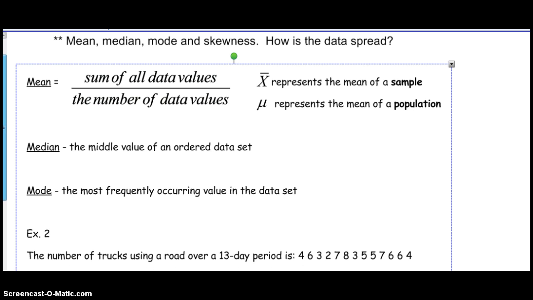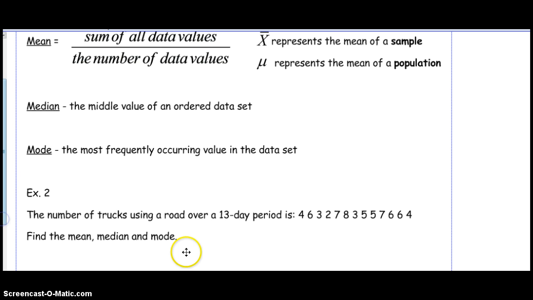For the median, it's the middle value of your ordered data set. So you put the numbers in order and find the middle one. The mode would be the most frequently occurring data. So I want you to just try to remember how to find all these. Go ahead and find, with this example, we have a number of trucks using a road over a 13-day period, and we have 13 data values. So go ahead and find your mean, median, and mode and bring it back.